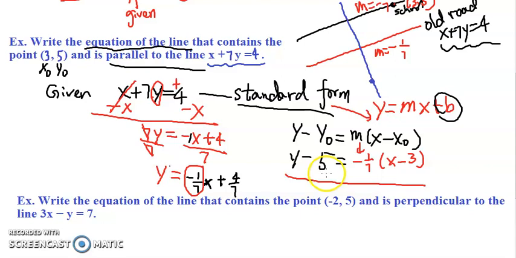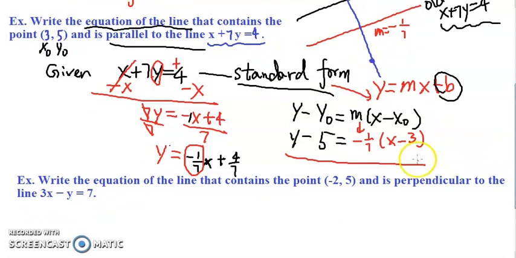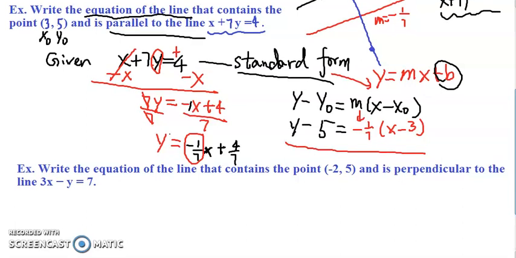You can convert it to slope-intercept form or convert it to standard form, whichever you want. But again, this is acceptable, unless the question specifies that you have to convert it to a certain form. Otherwise, you can leave it in any form you want. Now let's look at the next question.